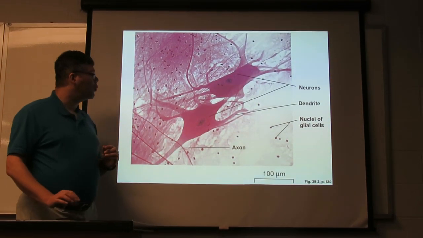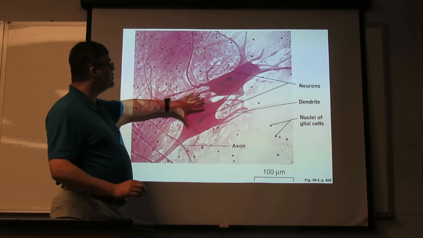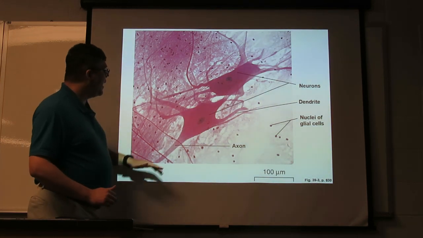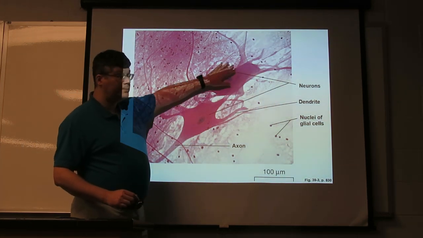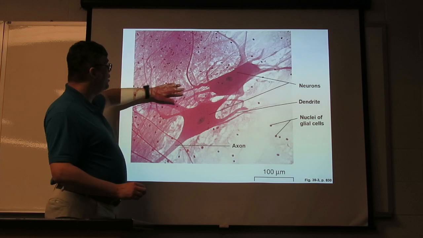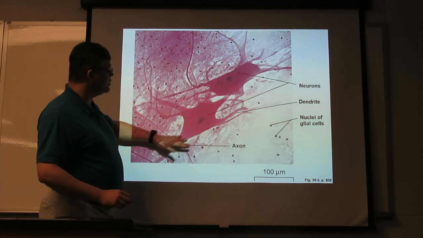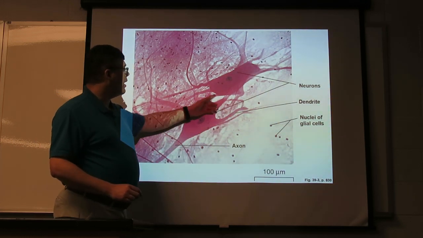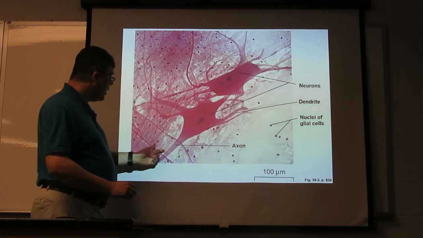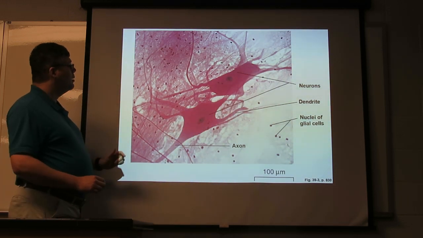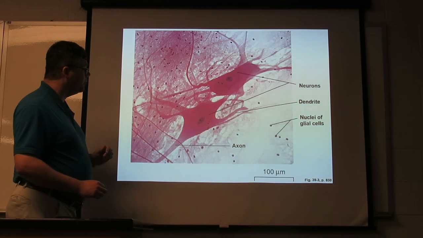Here's a picture where you can see some neurons, nerve cells, and there's a larger body where the nucleus is, and then we have these long, thin branches coming off of it. We have the dendrites here, and the axon somewhat bigger coming along here.